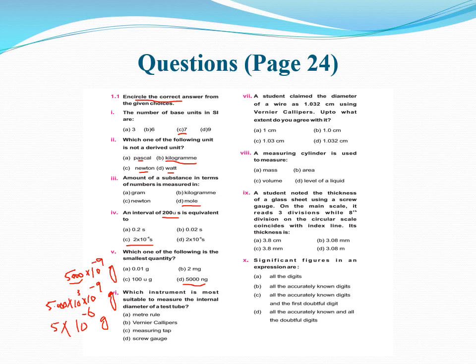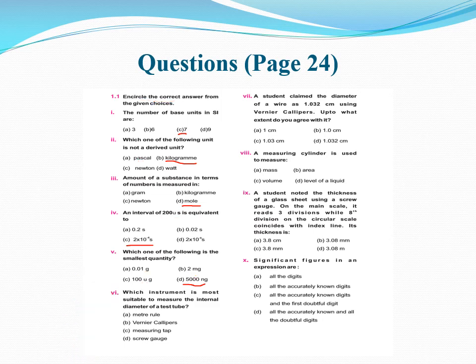And in prefix notation, this 10 to the power minus 6 is the micro. This is the micro symbol. This is actually the Greek letter mu. So if you compare this 5 microgram with 0.01 gram in part 5, 2 milligram or 100 microgram, the least one is the 5 microgram as we just found out here. So the correct answer is D.